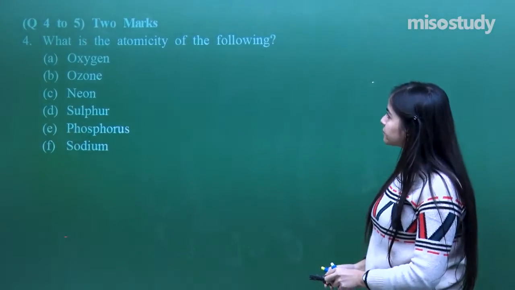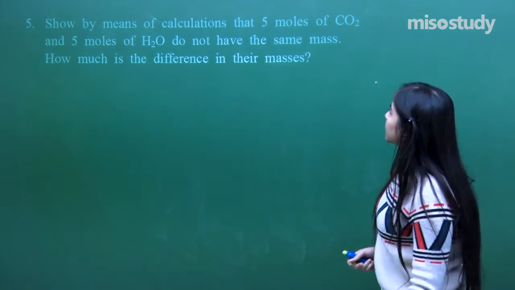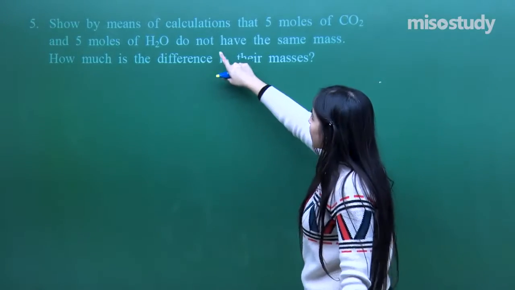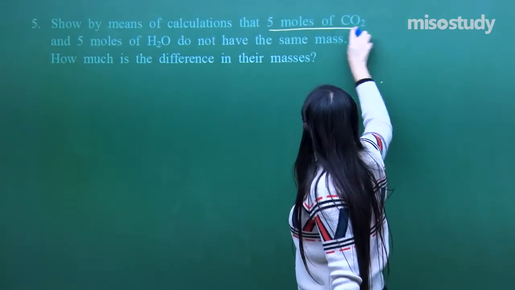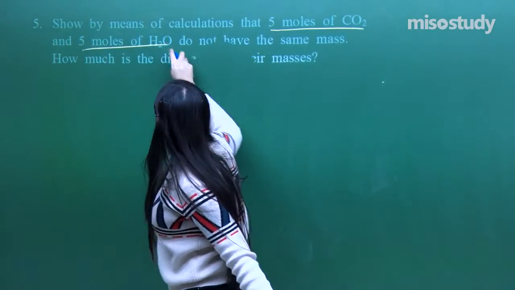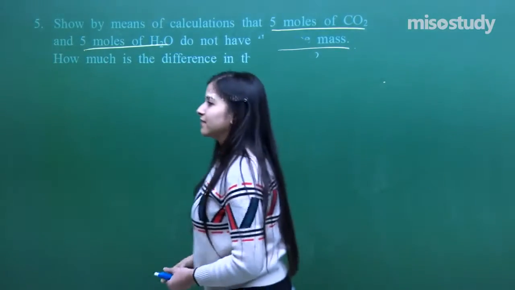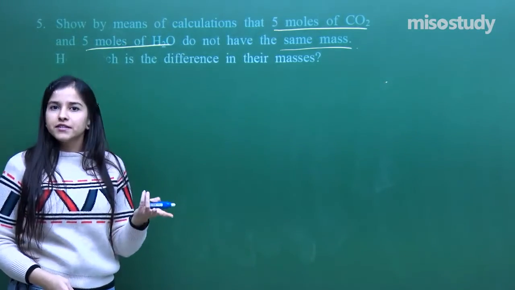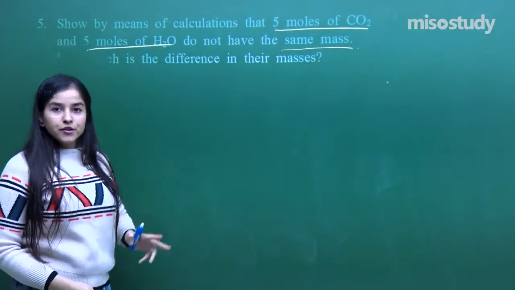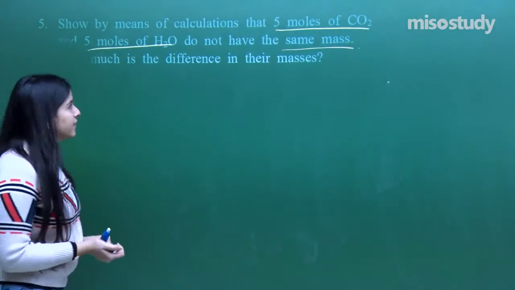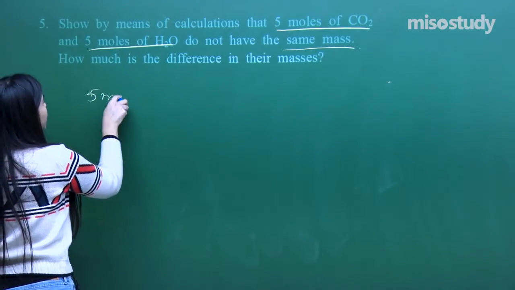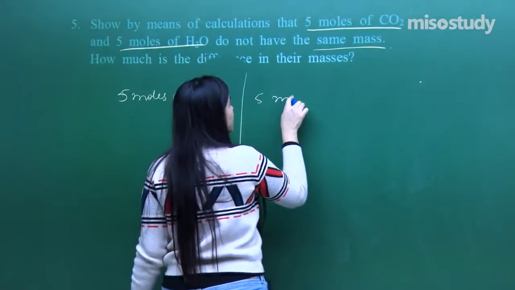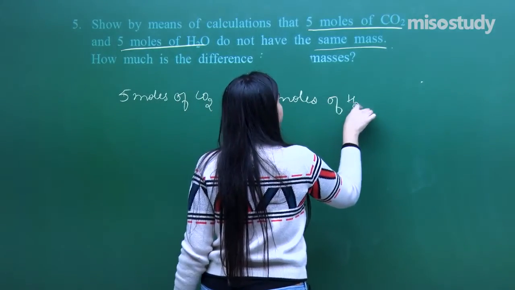Now, show by the means of calculations that 5 moles of CO2, now this is again mole concept, very interesting. We need to show that 5 moles of CO2 and 5 moles of H2O do not have the same mass, definitely. They are talking about 5 moles each, but the compounds are different, carbon dioxide and water. So that means the masses will also be different. Okay, let's see how. 5 moles of CO2 and let's check out here 5 moles of water, fine.